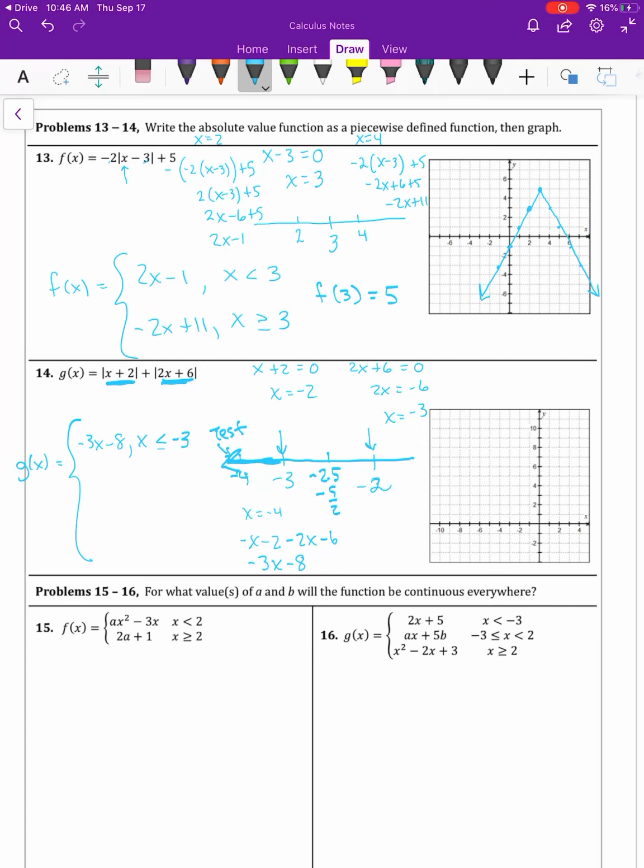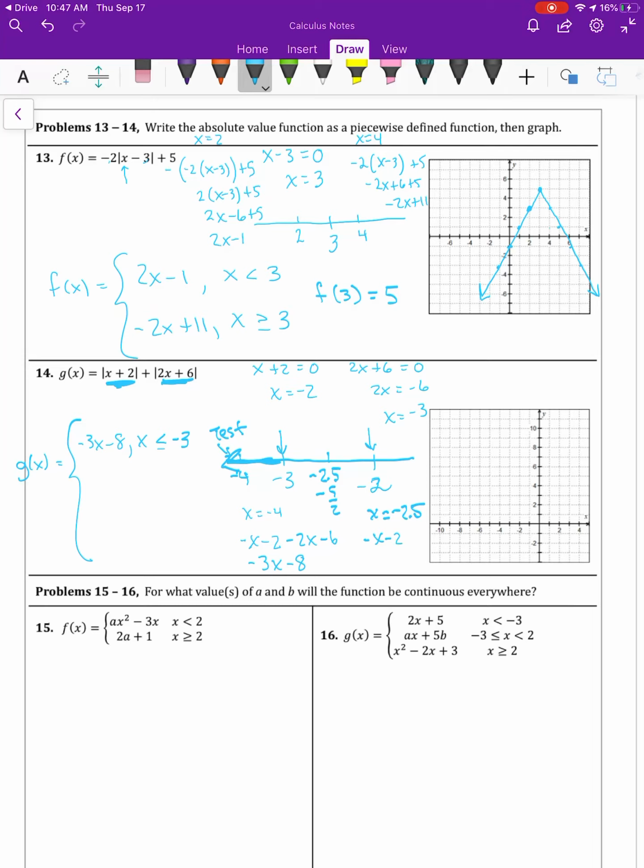And then let's look, if our test was negative 2.5 for everything in between, do I get a negative or a positive up here? If I put in negative 2.5, I'm going to get a negative on the x plus 2. So I'm going to distribute that negative: negative x minus 2.